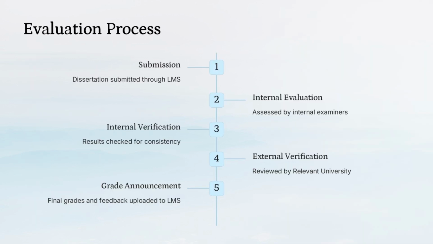The slide outlines the key steps in the dissertation evaluation process. It shows this as a vertical timeline with 5 main stages. Submission, where the dissertation is submitted through the Learning Management System, LMS. Internal evaluation, where the dissertation is assessed by internal examiners. Internal verification, where the results are checked for consistency. External verification, where the work is reviewed by the relevant university. Grade announcement, where the final grades and feedback are uploaded to the LMS. This process ensures a thorough and rigorous evaluation of the dissertation work.